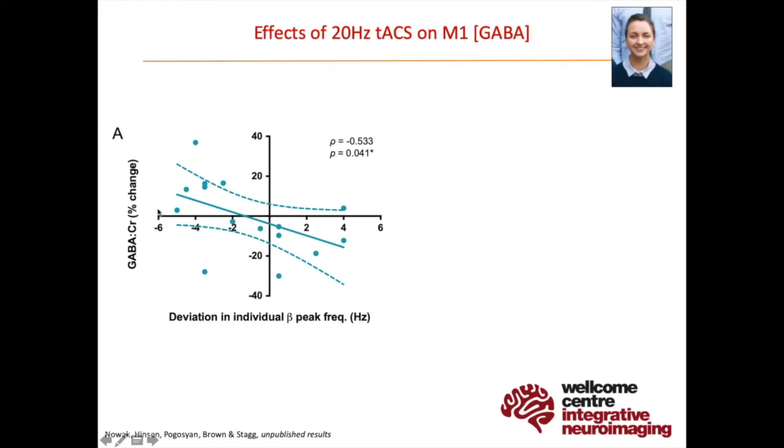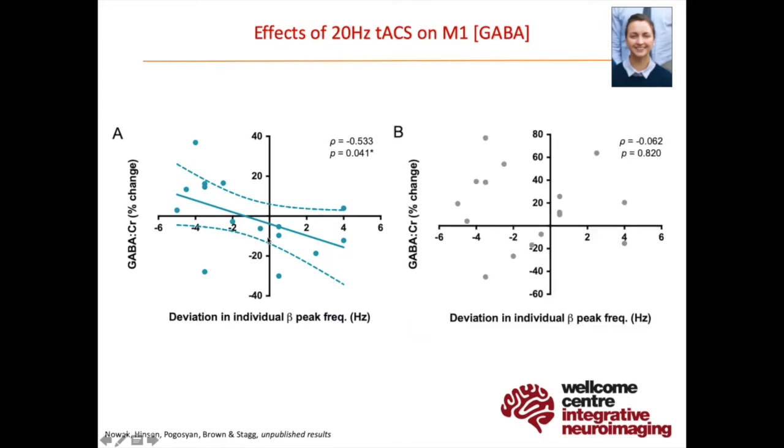So that if you're having to slow down your beta activity, then you're increasing your GABA to slow it down. If you're having to speed it up, then you're decreasing your GABA to speed it up. And we don't see that relationship with sham.